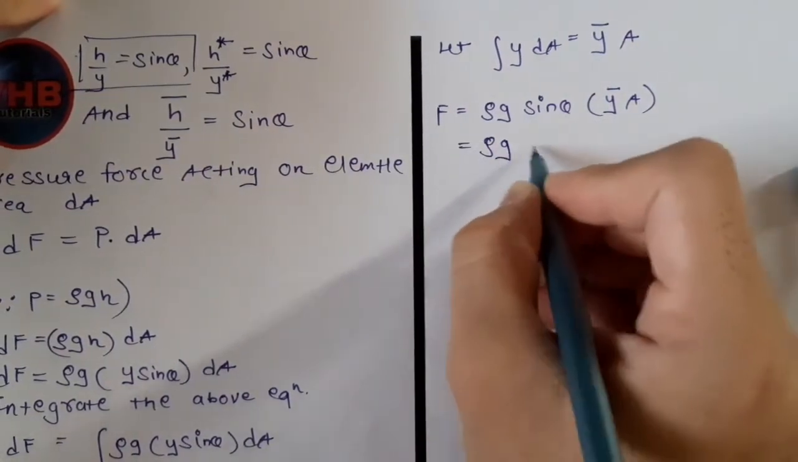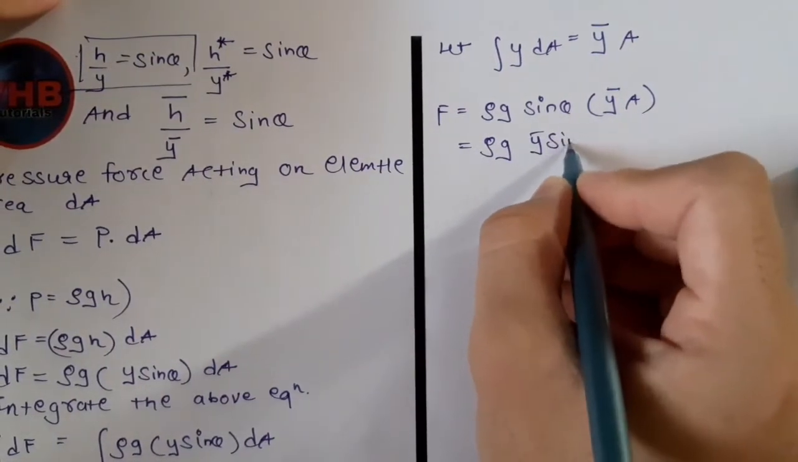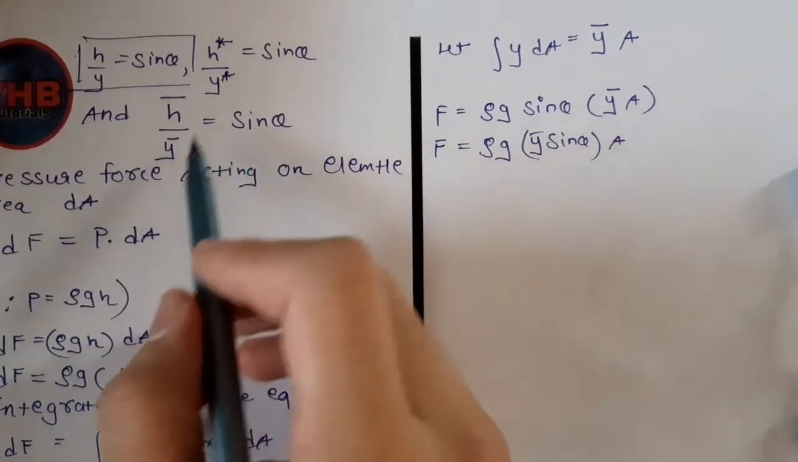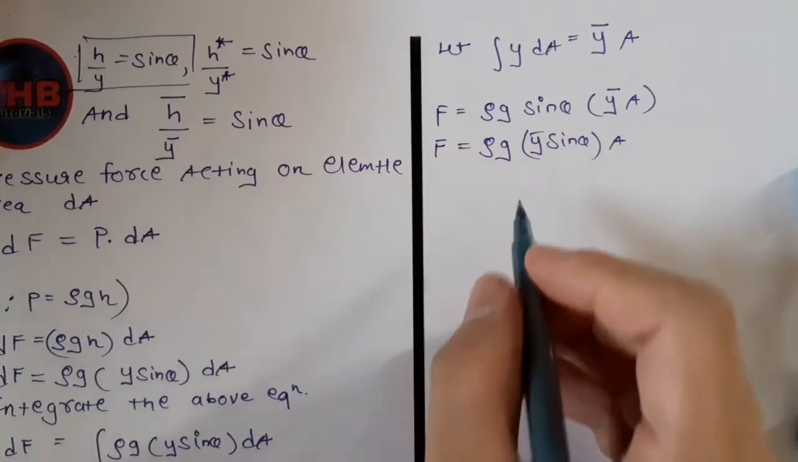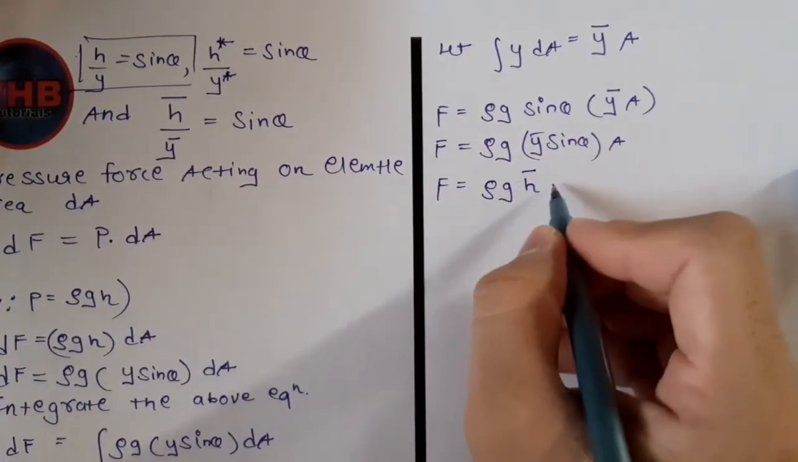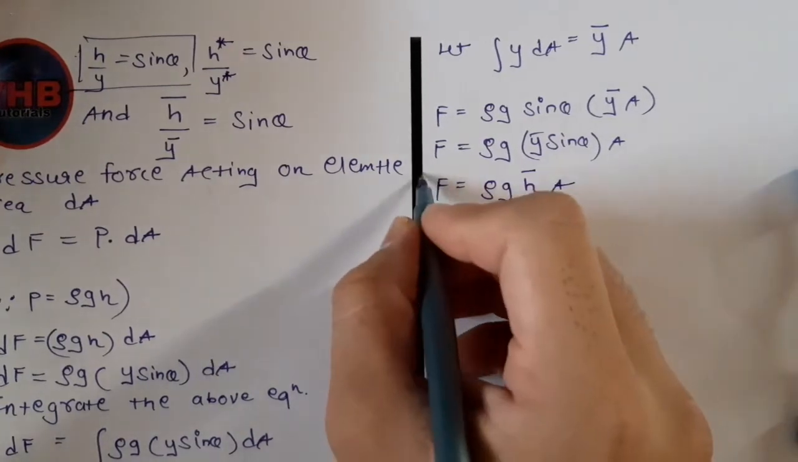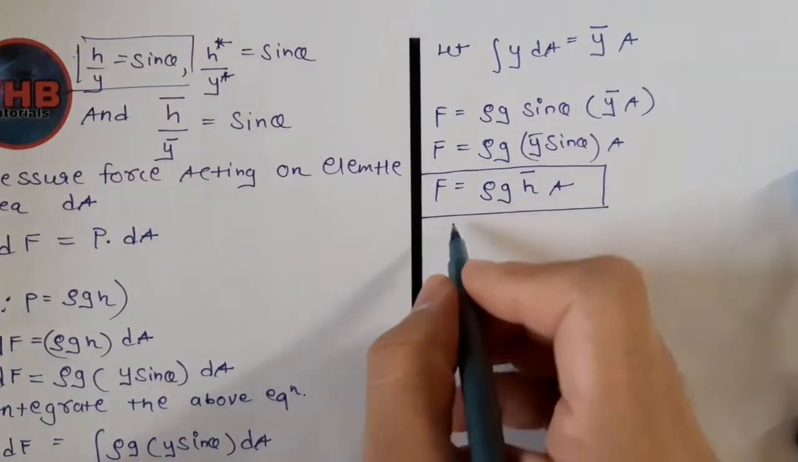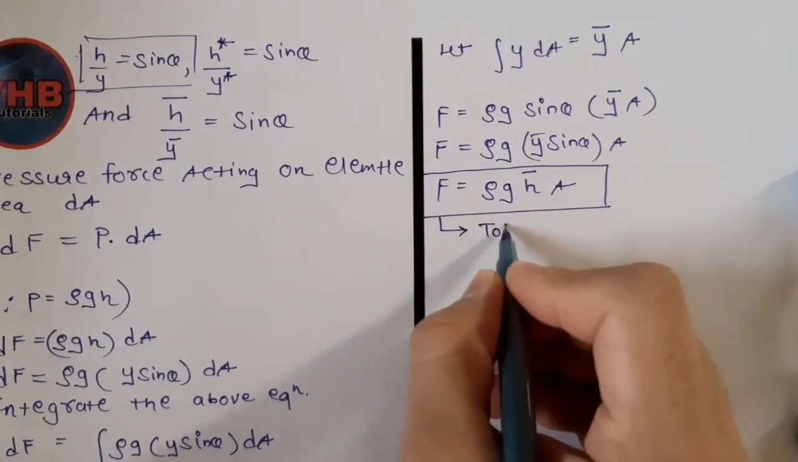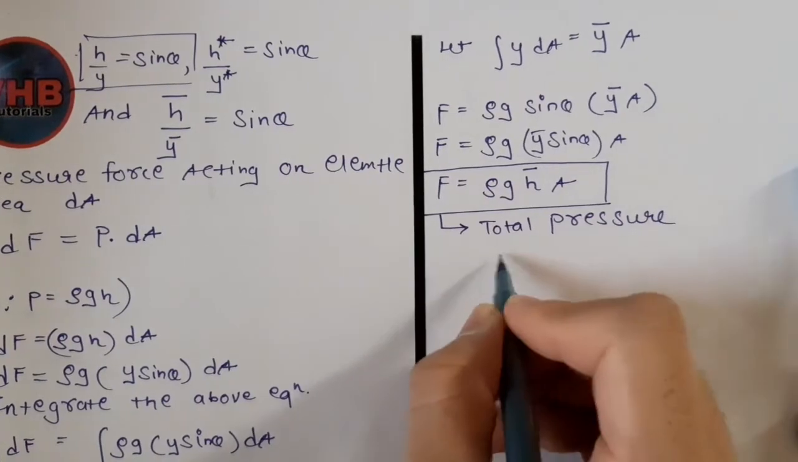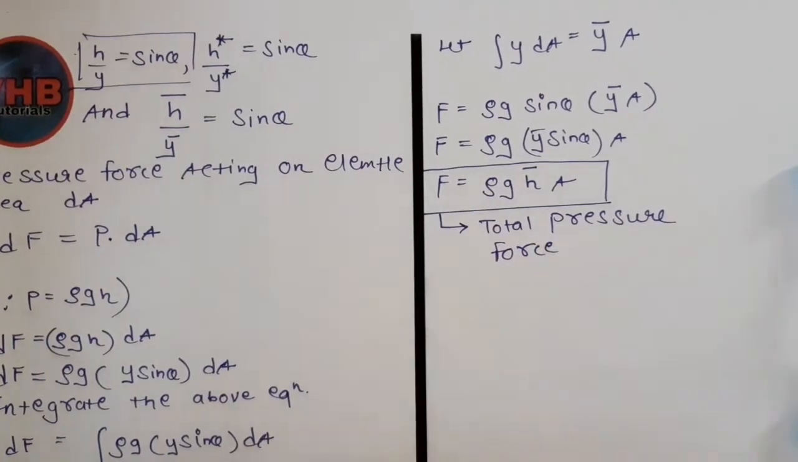So rearranging the above equation, we get rho g y bar sin theta into A. This is F. Now, y bar sin theta is equal to h bar. So F is equal to rho g h bar into A. So this is the equation for the total pressure force acting on the inclined surface. So this is the total pressure force.